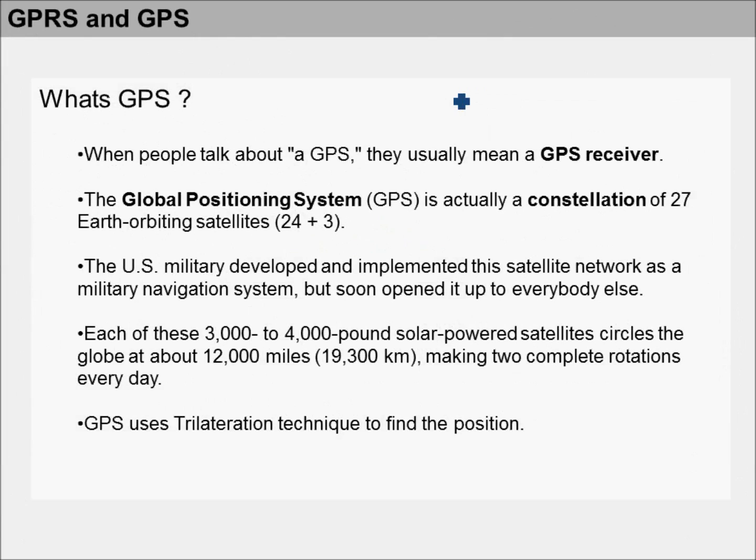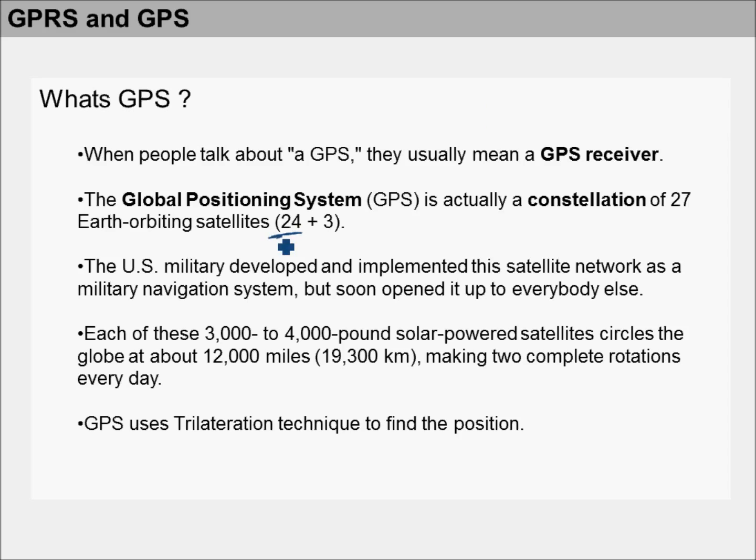What is GPS? GPS, as the name suggests, is the Global Positioning System. It is actually a constellation of 27 Earth-orbiting satellites. Out of that, 24 keep working all the time and 3 work as a backup system. So if any one of those 24 satellites has a problem or any issue, then one of those 3 backups starts working.